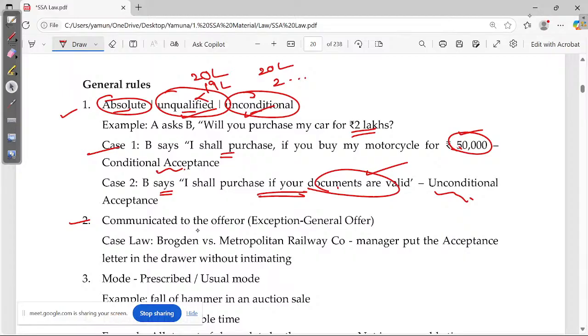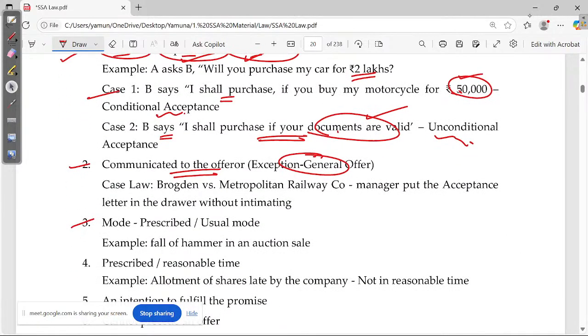Second, it should be communicated to the offerer, but this is not required with a general offer. This should be communicated to the offerer. Okay. Third, in which mode? See, you don't see this as a separate heading. You have to continue with the offer, then only you can understand.